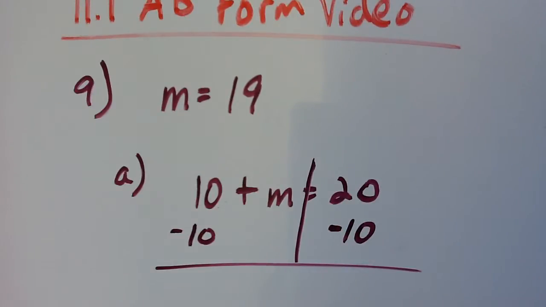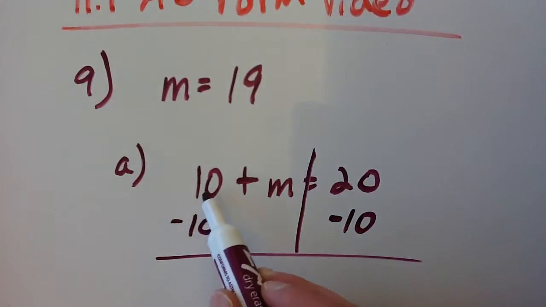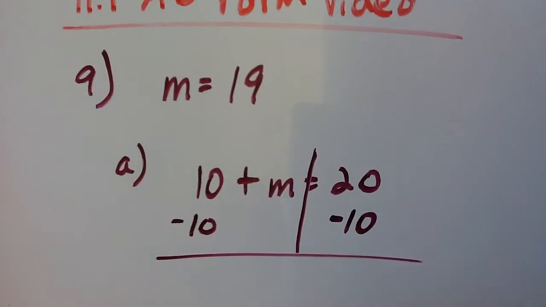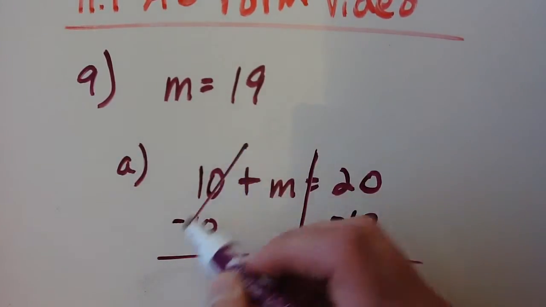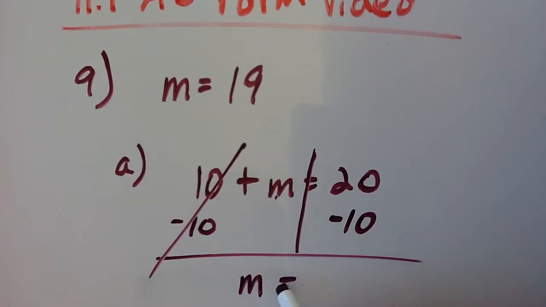It stays equal. So if we subtract 10 from both sides, on this side, 10 minus 10, what is 10 minus 10? That's 0, right? So we're not going to write a 0 there. Don't write a 0. If it's 0, then cross it out. It cancels. It's gone. So what are you left with on the left side? Well, we just have m, which is what we want.